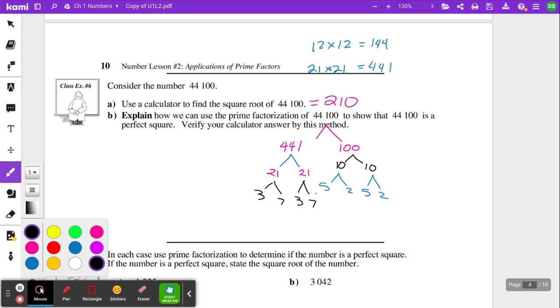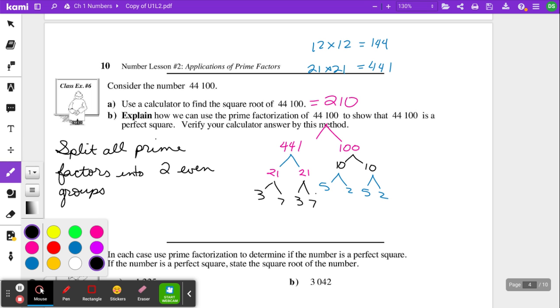Go, Angelina, start. You can split all the prime factors into what? Two even groups. Or into two even groups. Is that what you mean? Mhm. Does that make sense? Take all the prime factors.